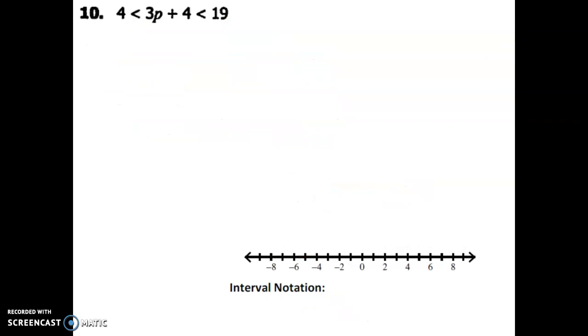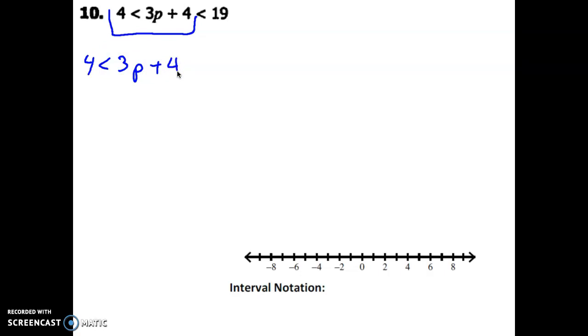Okay, let's do this one. So this one I can see is written in that condensed form. So the first thing I want to do is split it into two pieces. And I'm going to use two different colors to do this. So first of all, in the blue, I'm going to do that 4 is less than 3p plus 4. So let's do that. 4 is less than 3p plus 4.